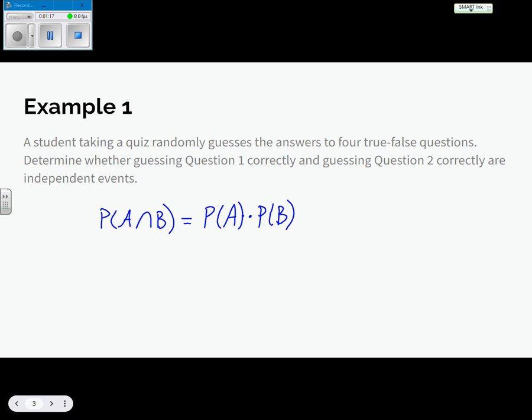Let's play with it though to determine whether or not they are going to be independent. Let's take this: a student is taking a quiz and randomly guesses the answers to 4 true-false questions. Determine whether guessing question 1 correctly and guessing question 2 correctly are independent events. So the question is, the probability of getting 1 and 2 correct, are they independent?